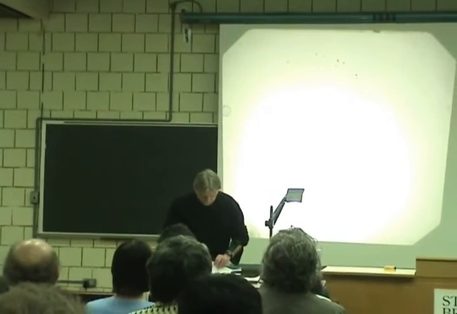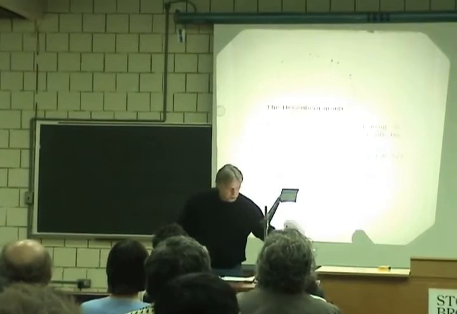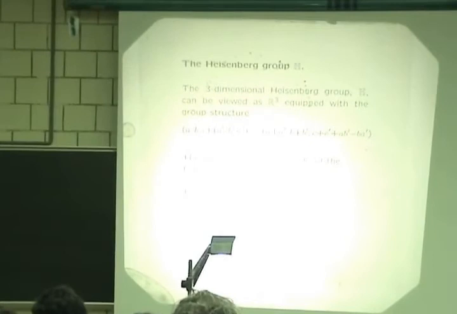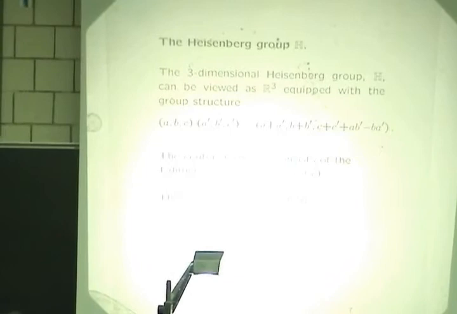So let me remind you briefly what the Heisenberg group is, and for our purposes, the three-dimensional Heisenberg group will be enough. This is a Lie group, which you can think comes as close as possible to being abelian without being abelian. This is one reason why it's such a canonical object.